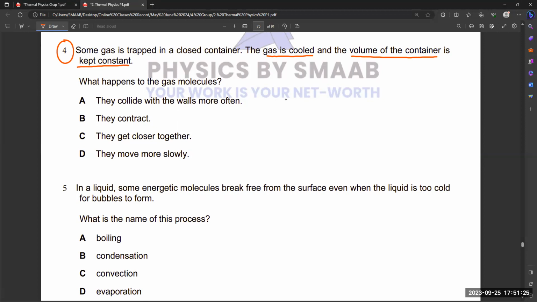So the volume is constant and the gas is cooled. So what happens to the gas molecules? Option D, they move more slowly. Okay.